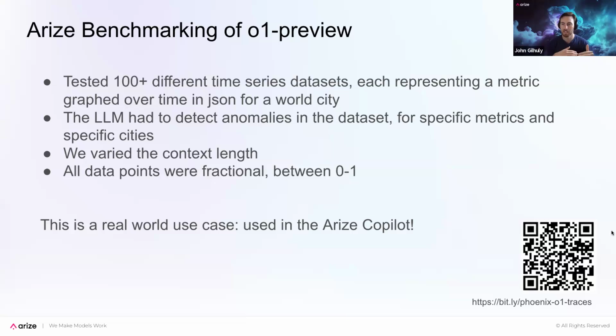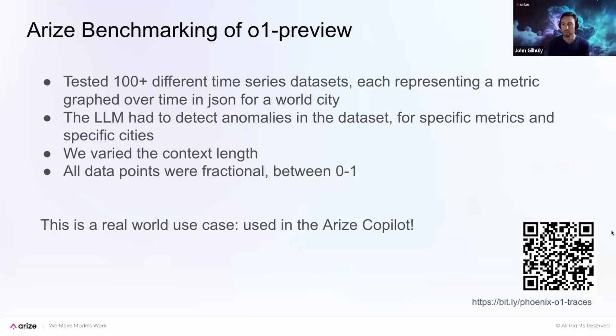It has to split that down to specific metrics. It has to split it down to specific cities that those metrics are relevant to. And it also has to do that all across these different instances, essentially. So it's a very difficult task for most models to do. We also did some varying of context length, which we'll show too. And then we actually made this even harder by making all of the data points fractional.